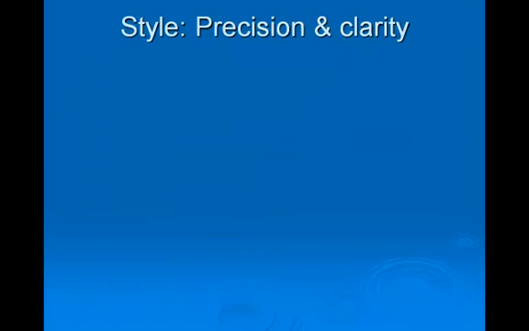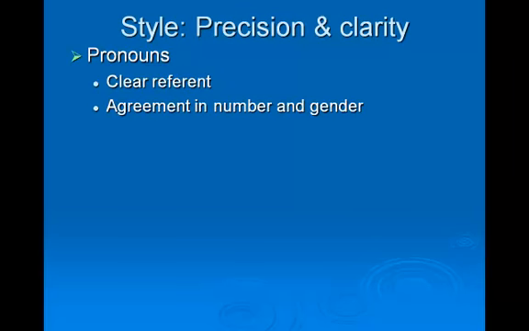Other things to look out for when trying to write precisely and clearly: your use of pronouns. Make sure there's a clear referent, so that the reader can easily determine who or what the pronoun refers to. And then make sure the pronoun is in agreement in terms of both number and gender with its referent. If you're using "they" as a pronoun, it had better refer to more than one person, not one person.